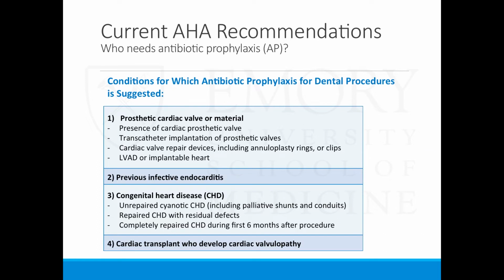People with previous infective endocarditis, particularly those with viridans strep endocarditis, needed prophylaxis for dental procedures. And then congenital heart disease, they eliminated some of these patients and now just recommended the prophylaxis for unrepaired cyanotic congenital heart disease, which includes palliative shunts and conduits, repaired congenital heart disease with residual defects, and completely repaired congenital heart disease just during the first 6 months after the procedure. And then the 4th high-risk category is cardiac transplant recipients who have a cardiac valvulopathy.